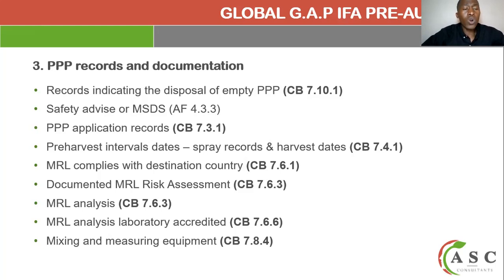Then auditors are also likely to ask for your mixing apparatus as well as your measuring equipment, like your scales. Your scales must be calibrated, and there must be a record to prove that it has been calibrated for that particular season, which means you have to produce something, if it's not on the scale itself, to show when the last date it was calibrated.